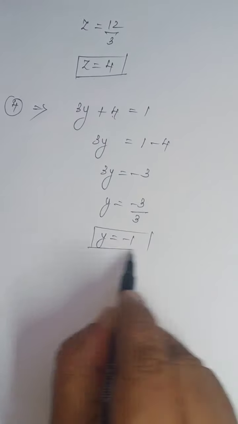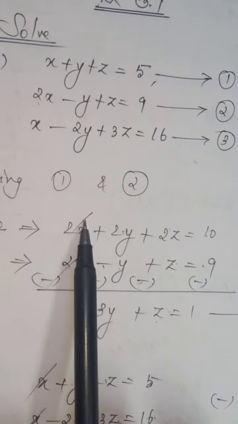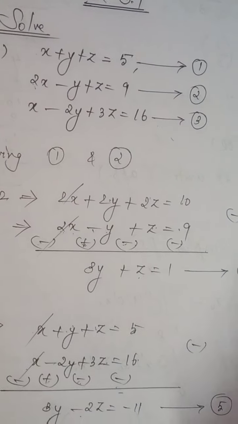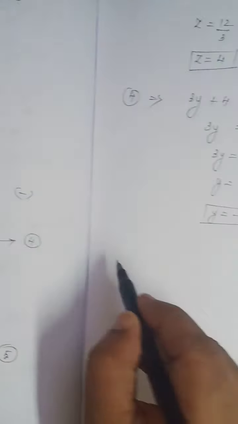Finally you have to find out the value of x. Which variable we have eliminated at the beginning? X only, right? So you have to find out x at the last. So you can consider any one of the 3 equations for finding the value of x. Which one is easy? I consider number 1. Equation 1 implies, look at that equation, x plus y plus z equals 5.